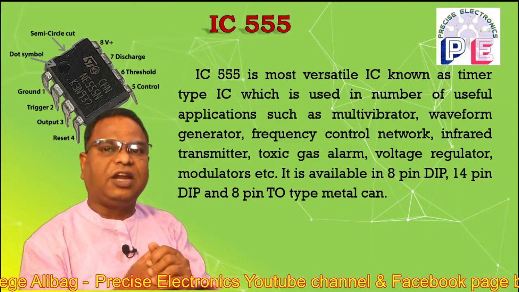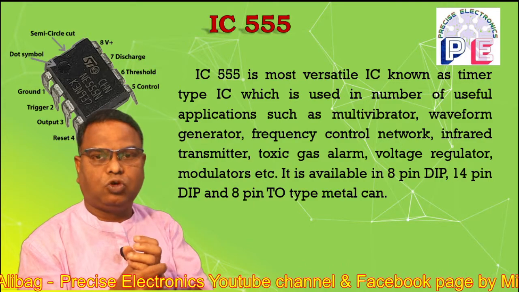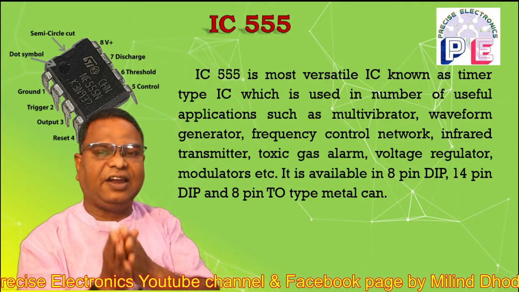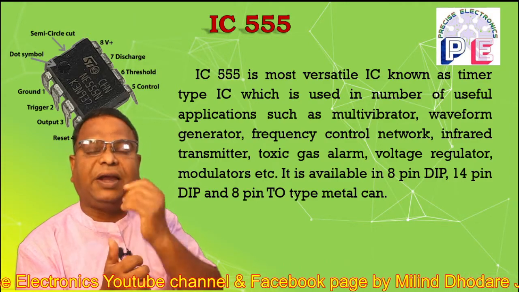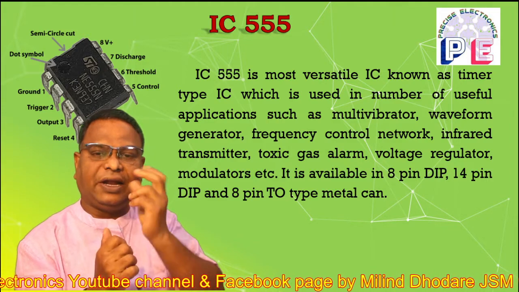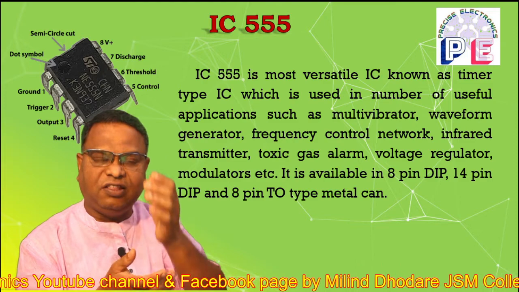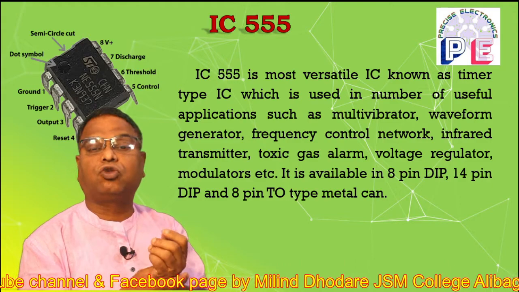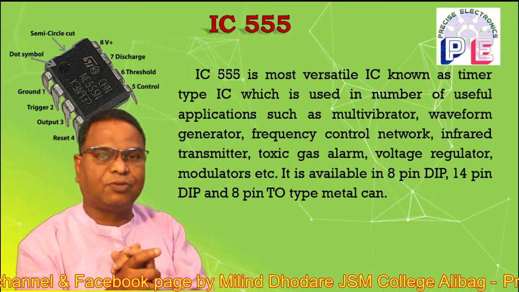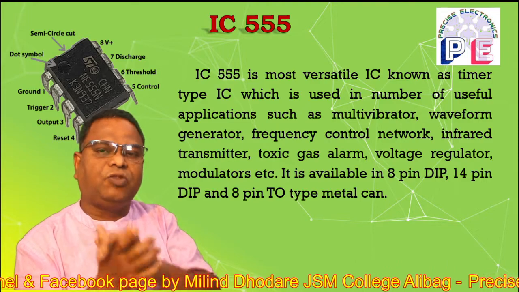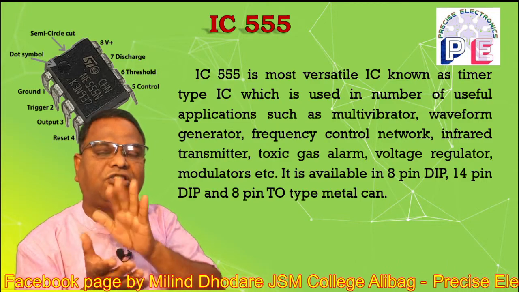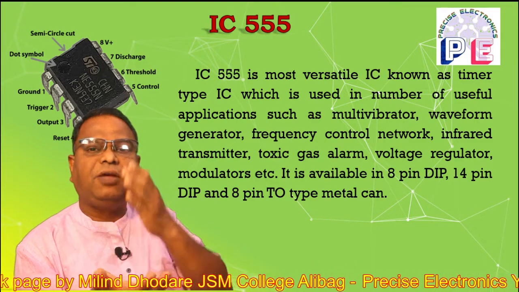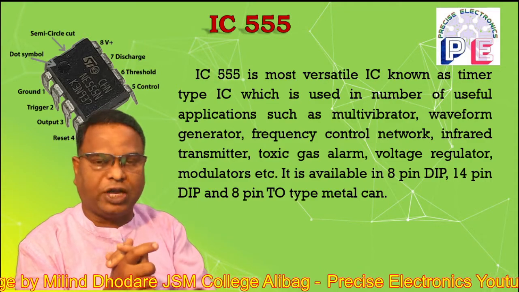The next type is the IC available in TO type. TO means it is similar to transistors like SL100, SC100 or BC108. These are metal can transistors. In a metal can transistor, a can is used, and in this type of IC also the metal can is used, and this structure is known as TO type structure. It is similar to transistor types. So this IC555, the most versatile IC, is available in three modes: 8-pin DIP, 14-pin DIP and 8-pin TO type.